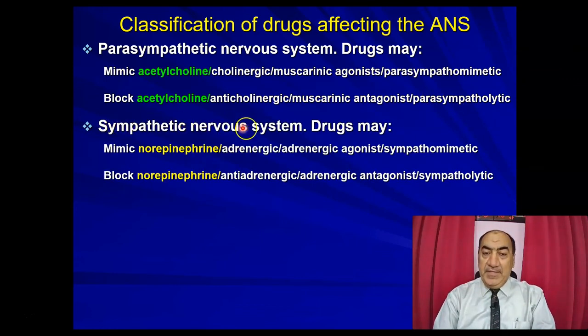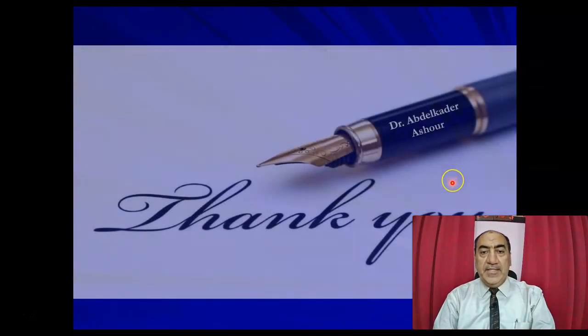For the sympathetic nervous system, drugs may mimic norepinephrine and are called adrenergic agonists, or sympathomimetic. All of these are the same. Or they block norepinephrine and thus are called adrenergic antagonist, or sympatholytic.